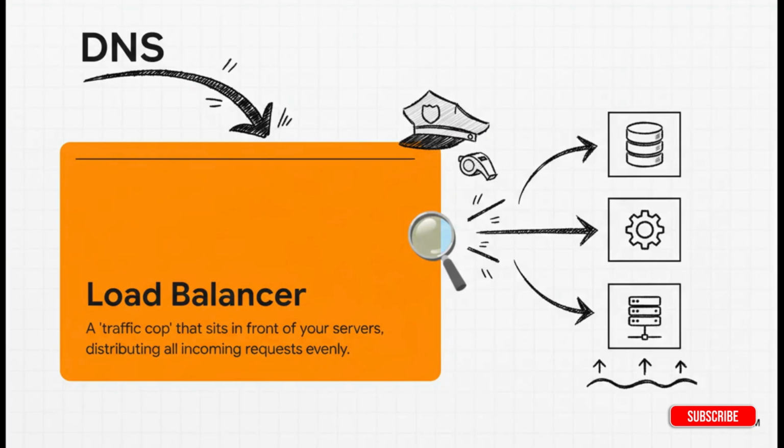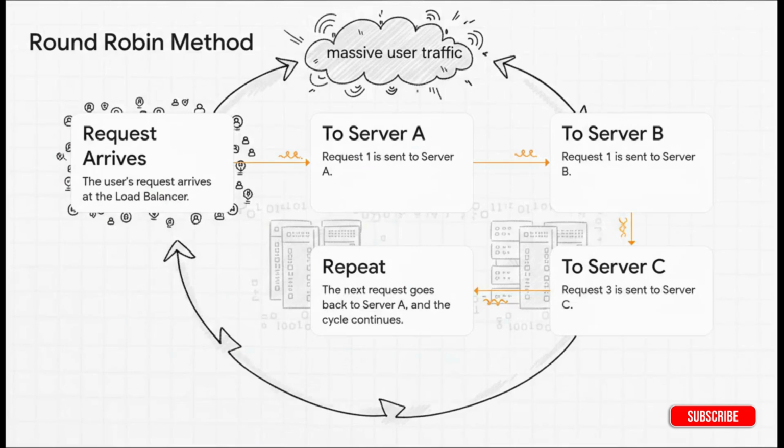And here is the beautifully elegant solution. The DNS doesn't point to all those servers anymore. No, it points to just one address, the address of a load balancer. You can think of it as a traffic cop, standing right in front of all your servers. It intelligently routes all the incoming requests to the different servers, making sure no single one gets overwhelmed. And one of the simplest, most common ways to do this is called round robin.